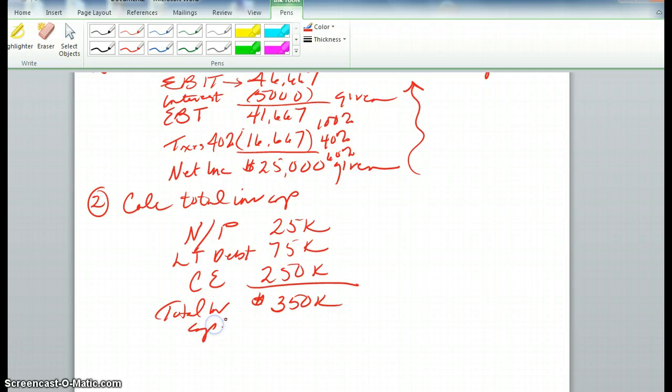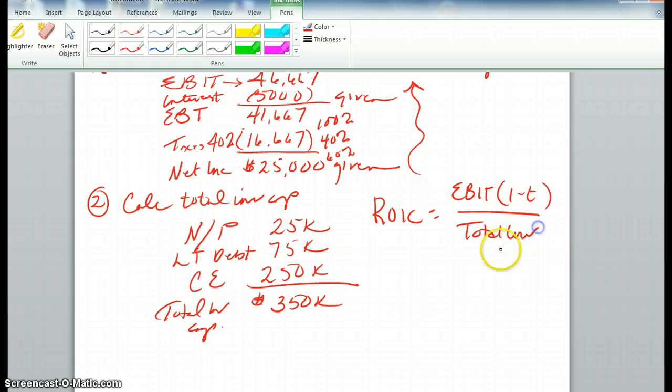And now we can calculate ROIC, the return on invested capital. As you know, the return on invested capital formula is your EBIT after taxes over total invested capital. And so you'll be able then to easily enough calculate your ROIC. So I hope that helps you get through that problem.